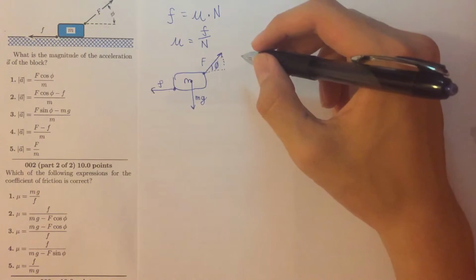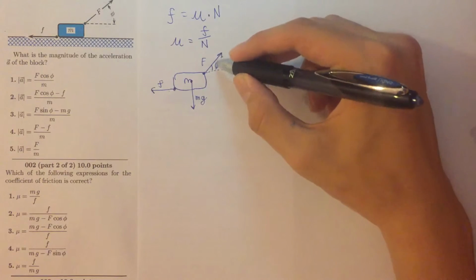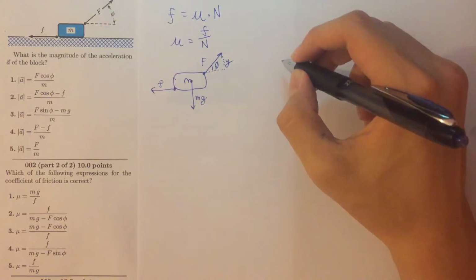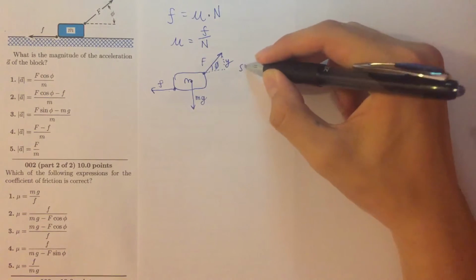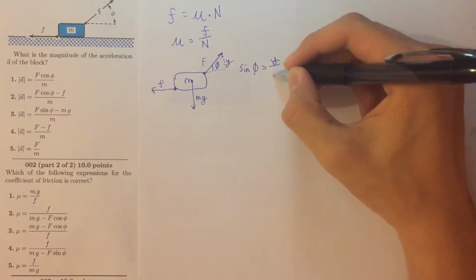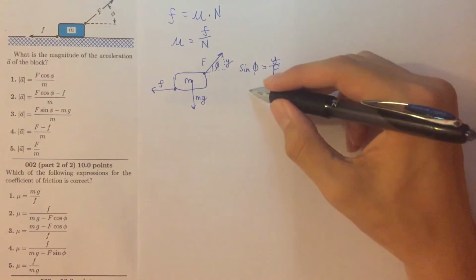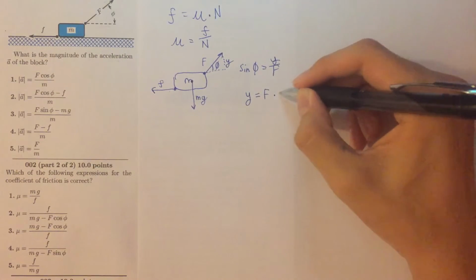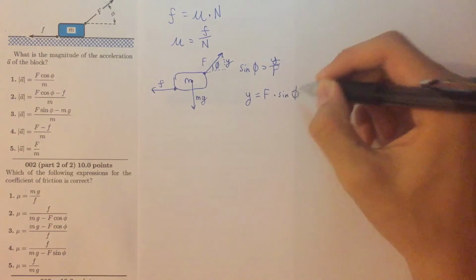And we also know there is an upwards force caused by this force F acting upon the object, and we can label this upwards force y. Using trigonometric equations, we know that the sine of the angle is equal to y over F. And from there, we know that the upwards y force is equal to F times sine of the angle.